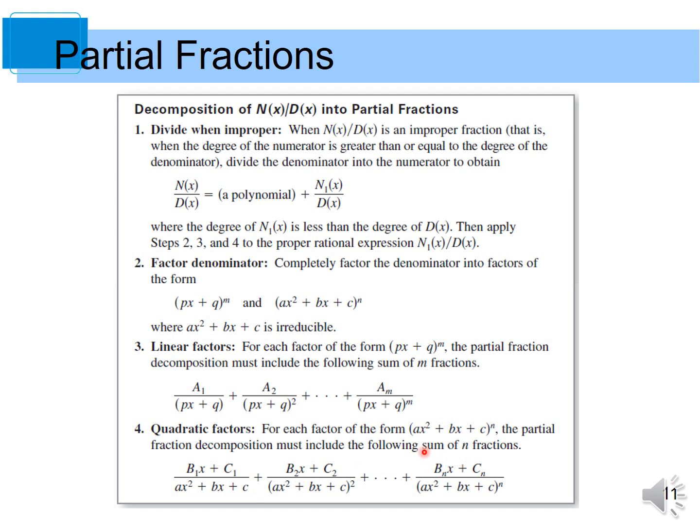If n is 2, it is a repeated quadratic factor. So we will have the partial fraction b1x plus c1 over (ax squared plus bx plus c) plus b2x plus c2 over (ax squared plus bx plus c) squared.